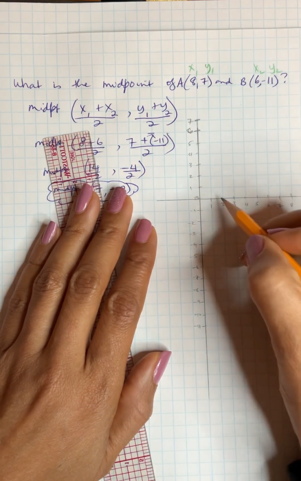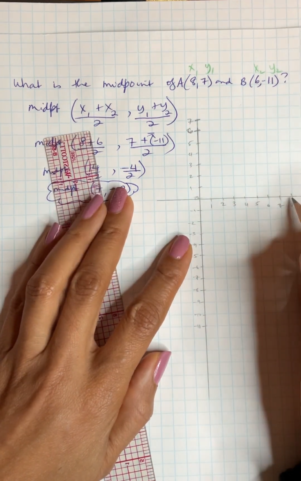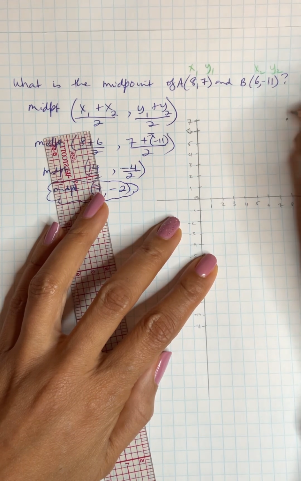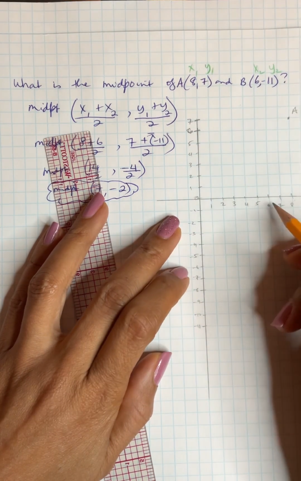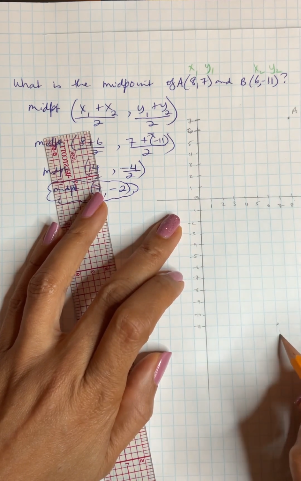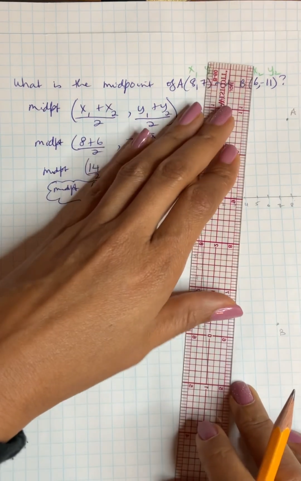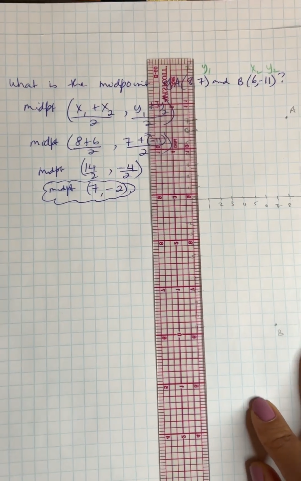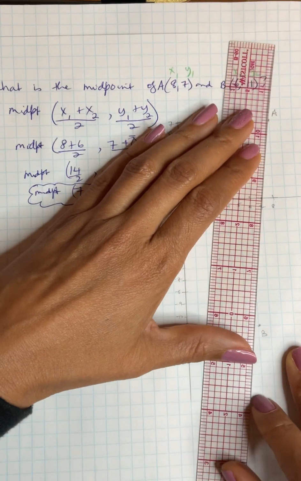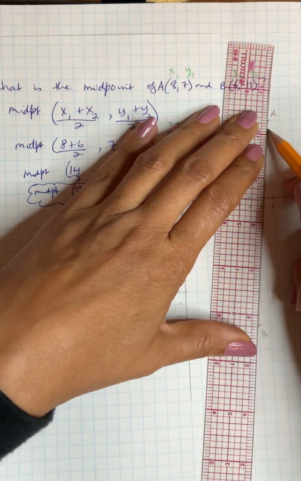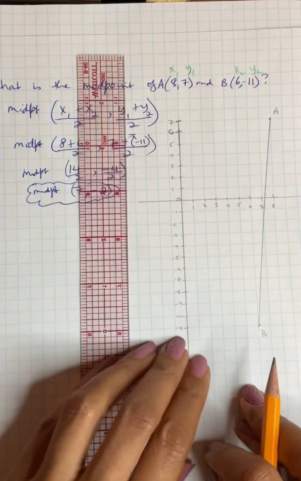So our coordinate for A is at 8, 7. 8, 7 is right here. This is A. And the 6, negative 11 is right here for B. You can draw a line for that. Draw a line through here. Okay, that's your line segment.